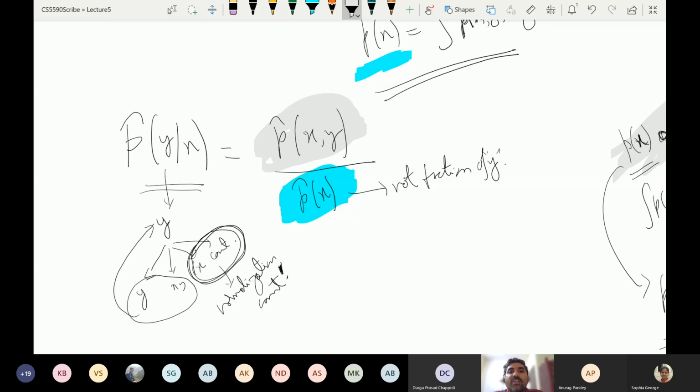So essentially, what should I do to compute the posterior? I don't need to compute the marginal over x. I don't even need the entire joint. I just need those terms in the joint which involve y. That's all I'm interested in. So is this clear to everybody?